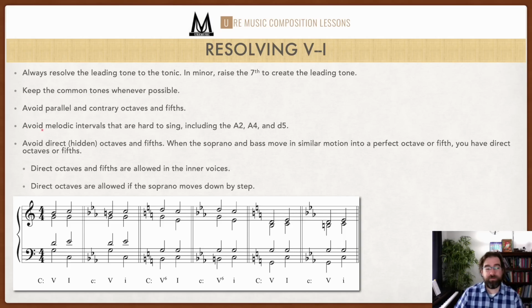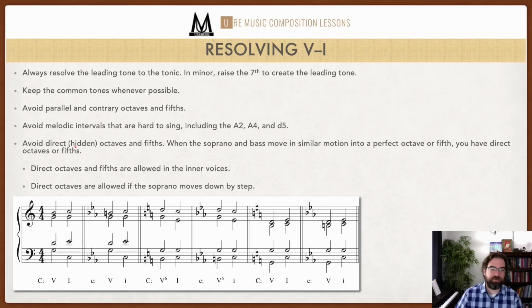And you need to also avoid melodic intervals that are hard to sing. So the augmented 2nd, augmented 4th, and diminished 5th, those will occur, but it's not really going to happen right now with your 5-1 cadences. This is more of a general voice leading guideline that comes into play later on.